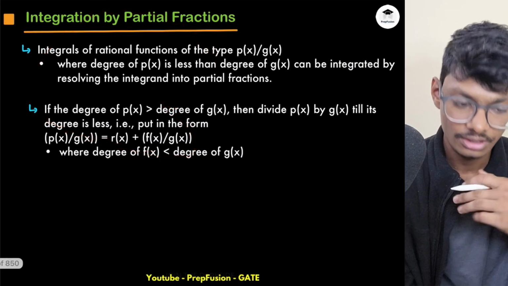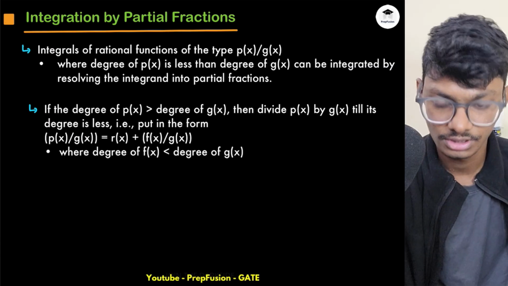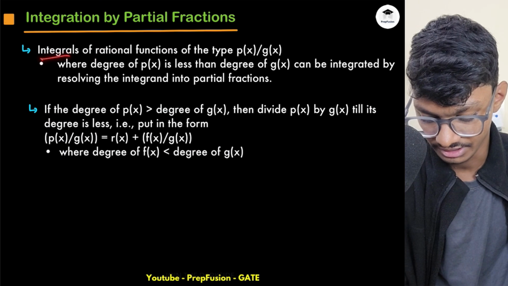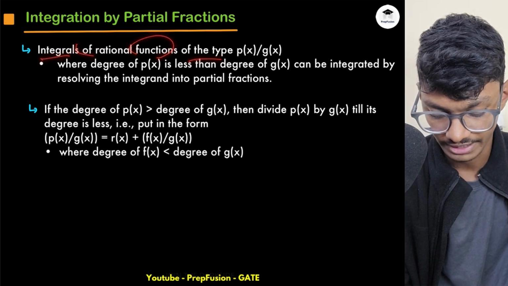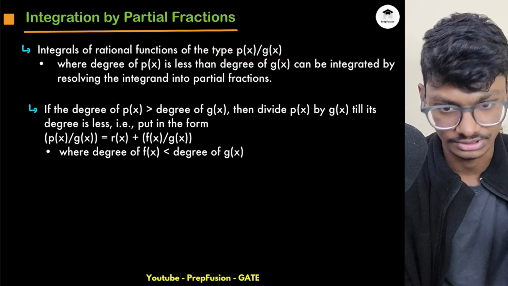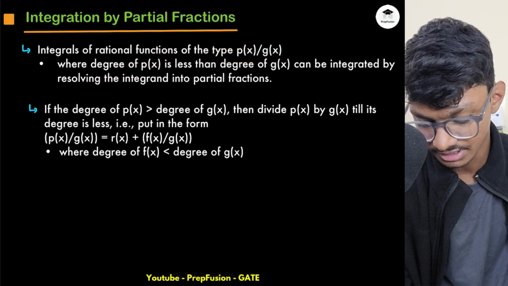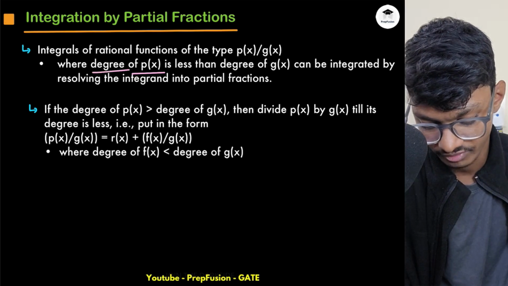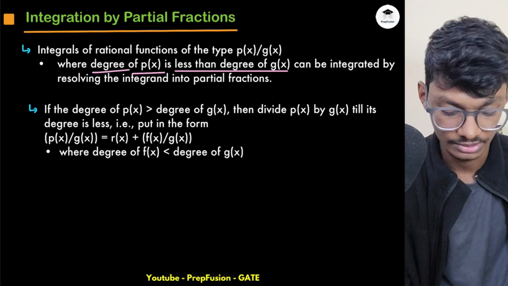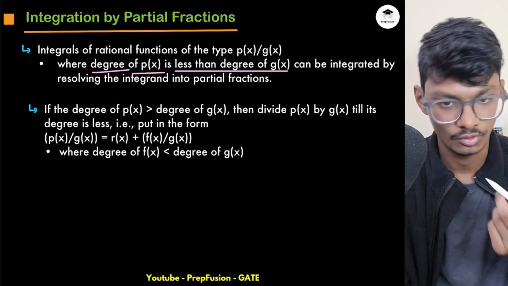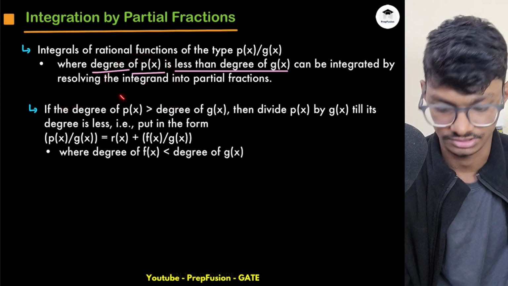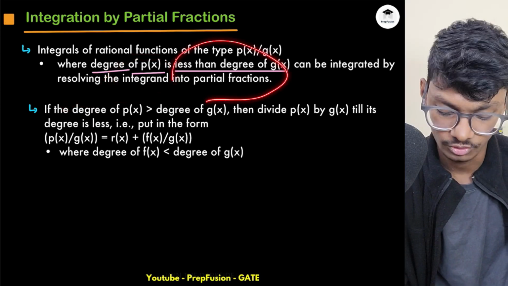So what is the next method to solve integrations? Integration you can solve with the help of partial fractions. If integrals of rational functions of type p of x by g of x are present, but the degree of p of x is less than g of x, this is very important, then only we can apply the partial fraction formula. It can be integrated by resolving the integrand into partial fractions.